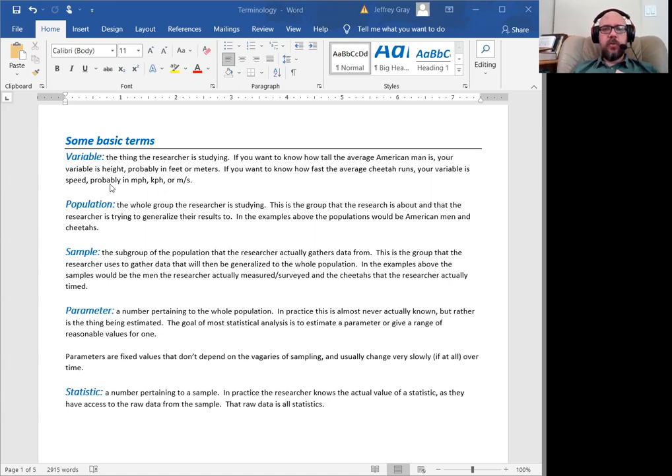They're fixed. So the population is some group, we're thinking of it as an unchanging group of objects or people or whatever. It does technically change, but very slowly, usually. And parameters are numbers about those things, like the average height of an American man, right? That is some fixed number that doesn't change quickly over time.